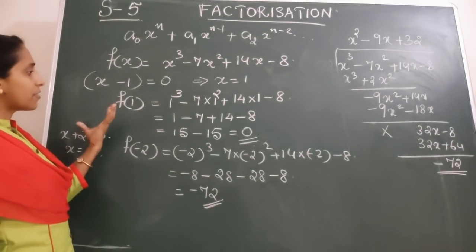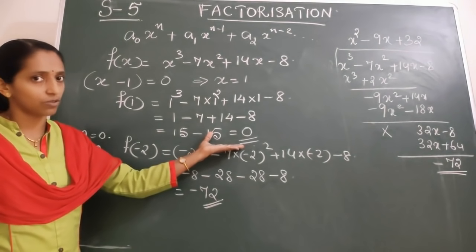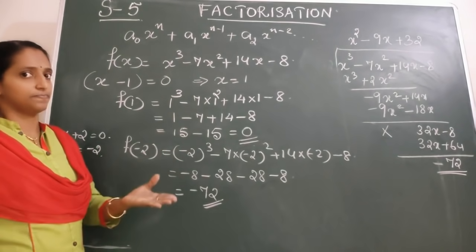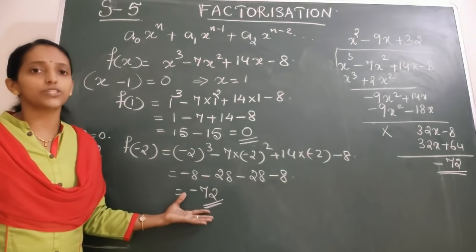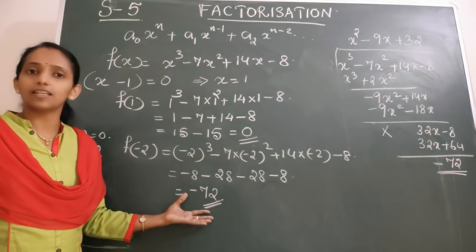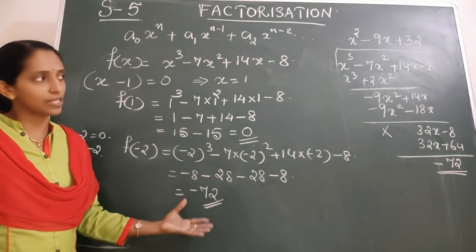By using the factor theorem, if the remainder is 0, then we can say that it is a factor. If it does not give 0, if it is giving some constant value, then you can say that it is not a factor of f of x. So I think up to here it is clear.